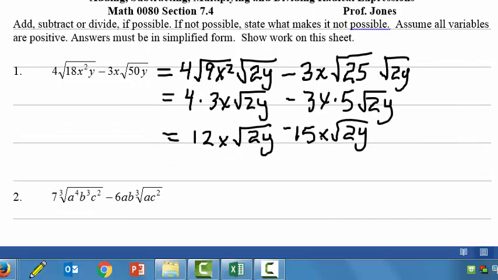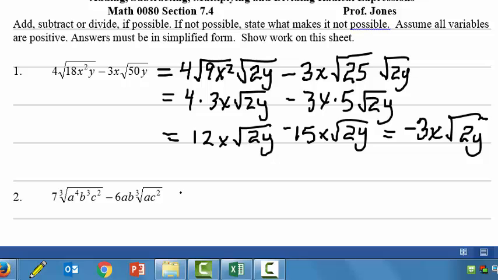Which is equal to negative 3x. 12x minus 15x is negative 3x. And then these are both multiplied by the square root of 2y. So notice now the radicals are like radicals. They have the same index of 2, an unwritten 2, and they both have a radicand of 2y, so they can be added or subtracted.